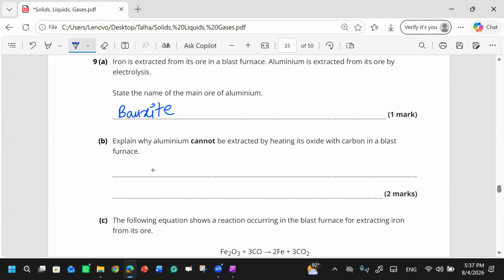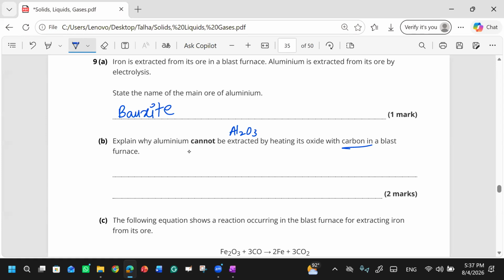In the next part, they have mentioned: explain why aluminum cannot be extracted by heating its oxide with carbon in a blast furnace. You understand the question? Like why can't we get aluminium from the ore by heating aluminum oxide with carbon? Why can't you extract aluminum from this oxide by using carbon?